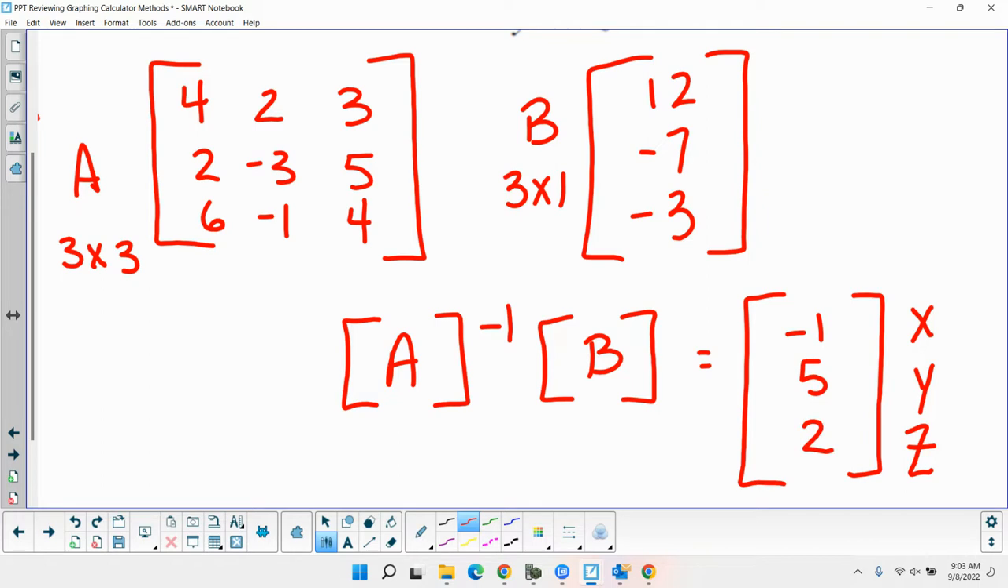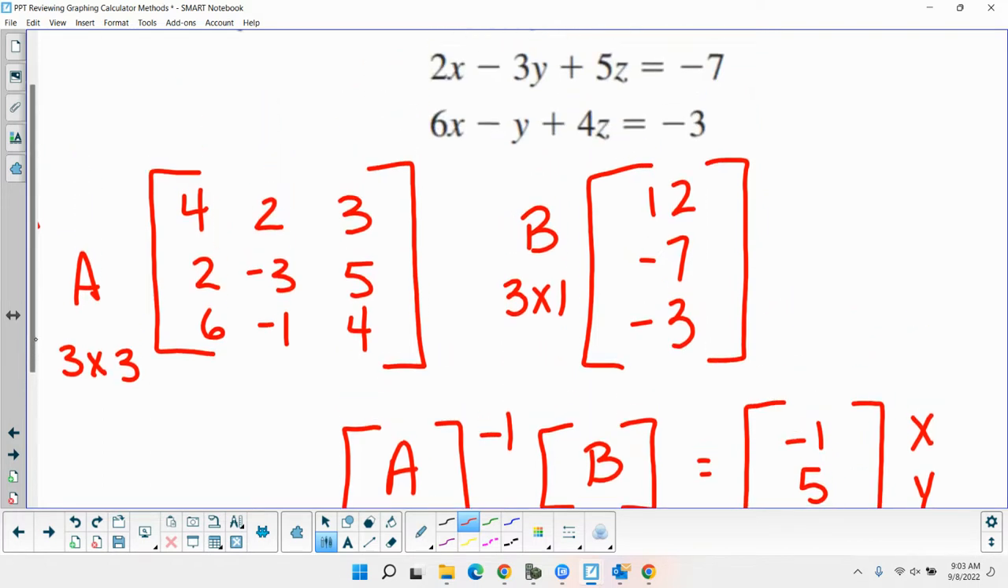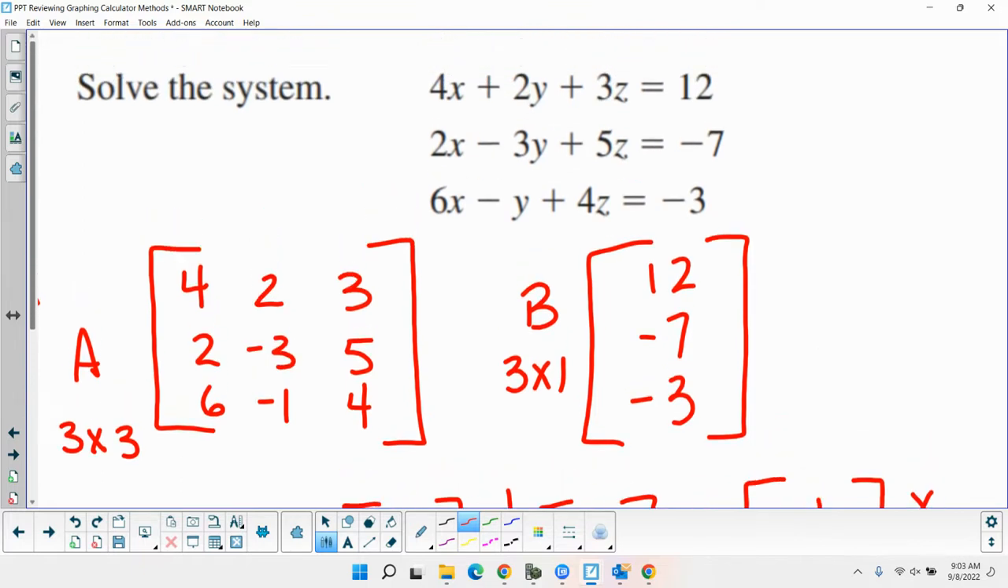So that means if I substitute negative 1 here in all 3, 5 there in all 3, and 2 there in all 3, I'll get a true statement. Okay? We could check it if you want. But that's the solution to the system. Okay? Questions?